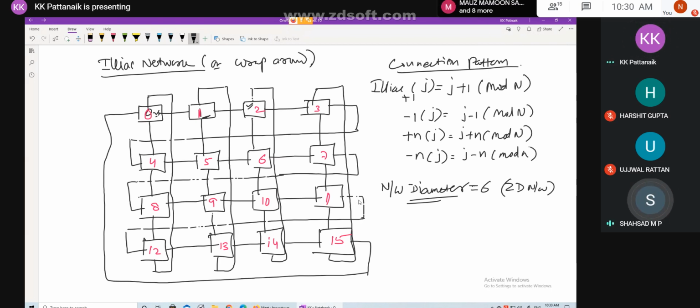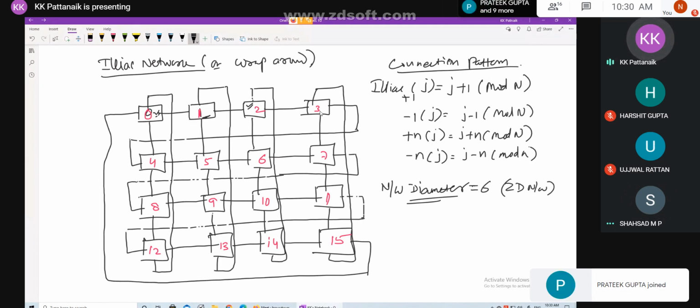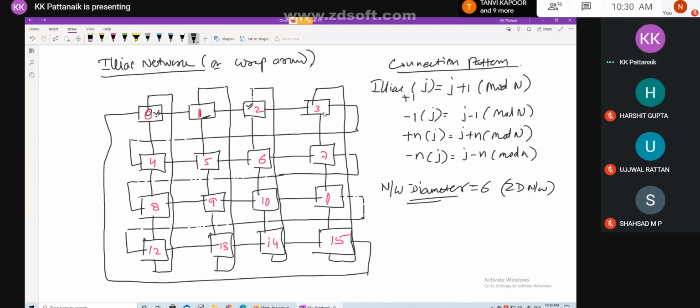Since the connection between 3 and 15, can we take network diameter as 4? No. See, network diameter definition is from one edge of the network to the other edge. That is the distance between nodes at opposite corners. So the direct connection doesn't matter, right? Yes. Oh, thanks.